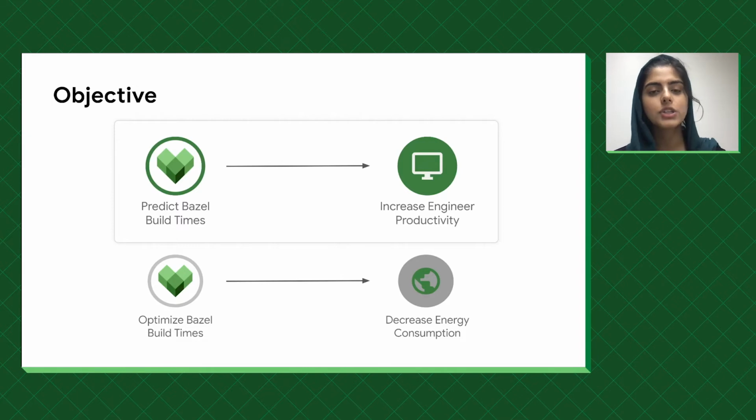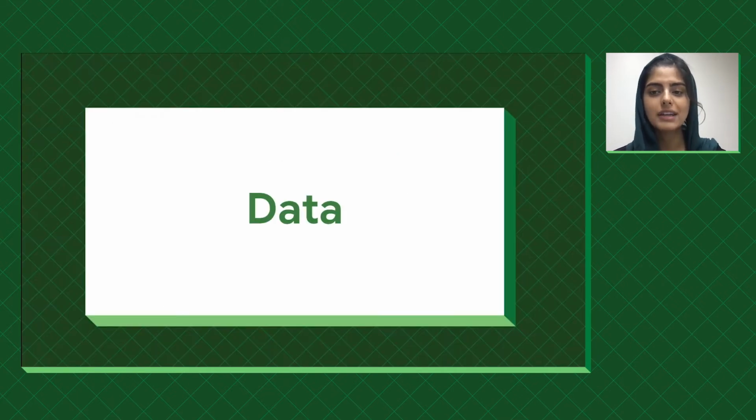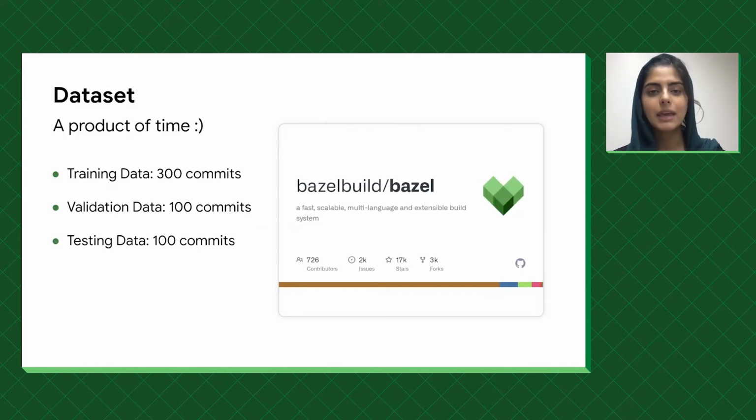So now we're going to talk a little bit about the data we fed into the algorithm. Our data set came from the Bazel project on GitHub. The reason we chose it is that each Bazel build has a build event protocol, which allows us to get the CPU time it took for the build to happen, which is exactly what our output data is. In general, we took 500 commits from this GitHub repo.